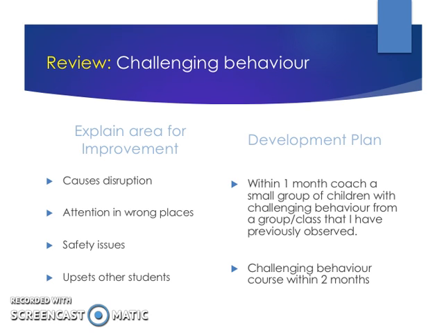So my SMART target for this was to, within 1 month, coach a small group of children with challenging behaviour from a group or class I've previously observed, and also to complete a challenging behaviour course within 2 months. To get to this point, I wanted to spend 3 sessions observing a teacher or coach teaching their class or group of participants with challenging behaviour, and take from that any strategies I see them using to combat the difficult behaviour, and talk to the teacher or coach about what techniques they feel work best and what they find is more effective when dealing with challenging behaviour.